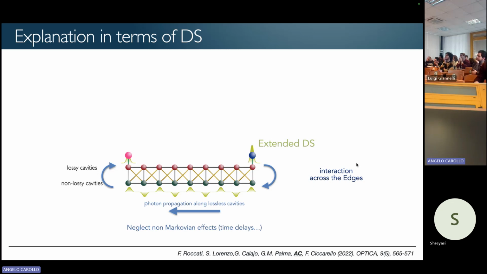So the situation is not like you are splitting, if I understood, your chain into an upper chain which is lossy and a lower chain which is lossless, and then using only the upper chain to make interaction between the atoms and the lower chain to transfer the information from left to right. No, because it's a more complicated thing. Okay, so it's only one single mode.